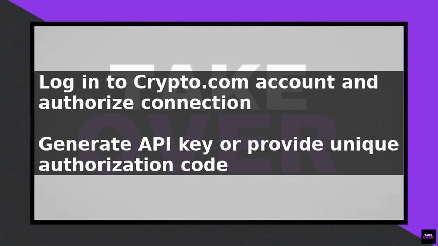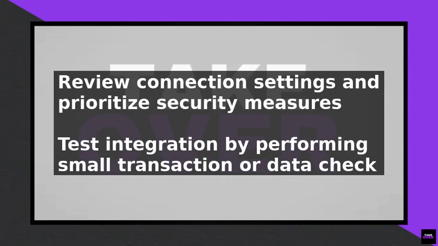only share necessary information. Be cautious when generating API keys or authorization codes, and never share them with unauthorized parties. Finally, review the connection settings to ensure that everything is configured correctly. You can test the integration by performing a small transaction or checking the synchronization of data between the two platforms.